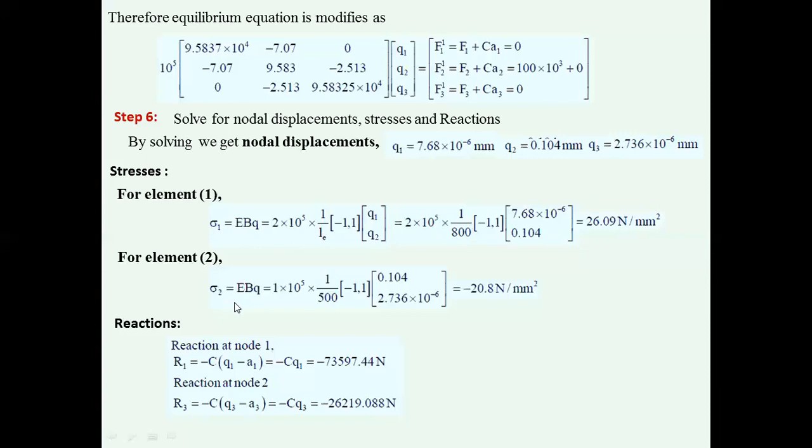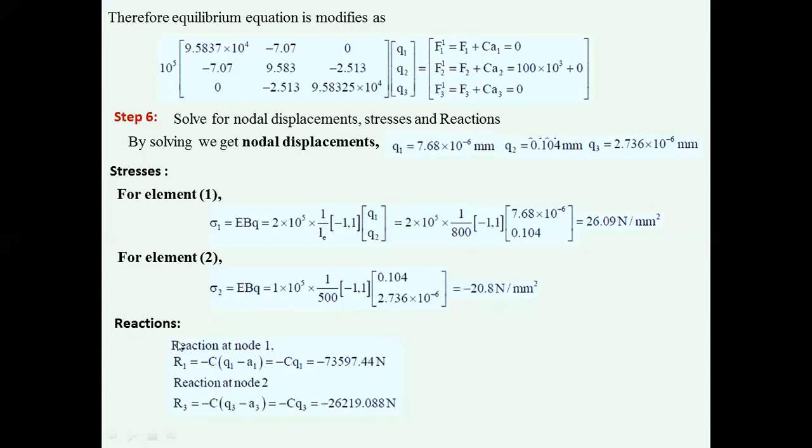Similarly, for element 2, sigma 2 is equal to EBQ, where E2 is 1 into 10 to the power of 5, and B is 1 by LE, so it is 500, times minus 1 1, into Q. For element 2, the nodal displacements are Q2, Q3. So Q2 is 0.104 and Q3 is 2.736 into 10 to the power of minus 6. You expand this, and we'll get a value of minus 20.8 Newton per mm square. So this is the way of finding the stresses.